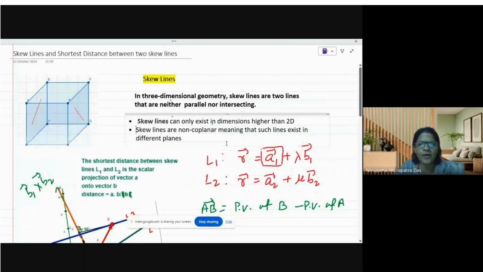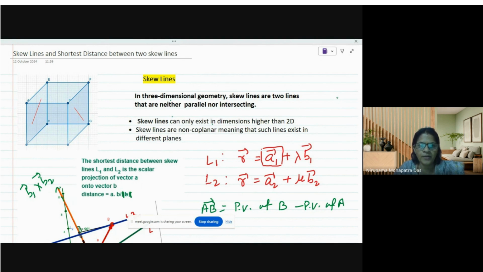Skew lines: we define skew lines in 3D space. In three-dimensional geometry, skew lines are two lines that are neither parallel nor intersecting. Whenever we draw two lines in a plane, say on the blackboard, in the notebook or on any screen, we can see whether the lines are parallel or intersecting. But here we are talking about two lines that are neither parallel nor intersecting.